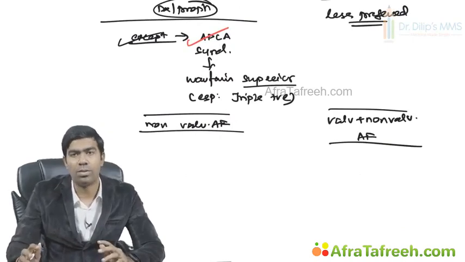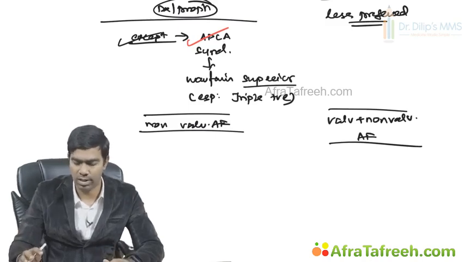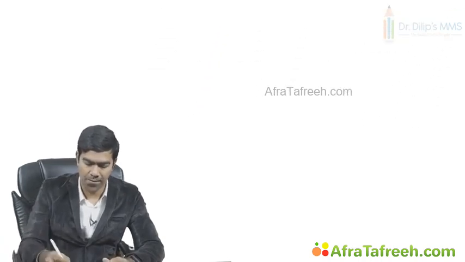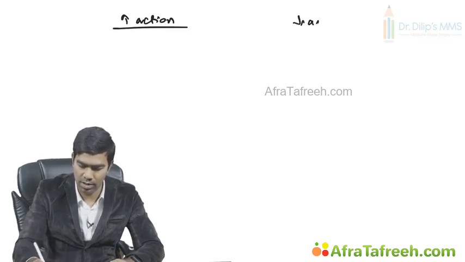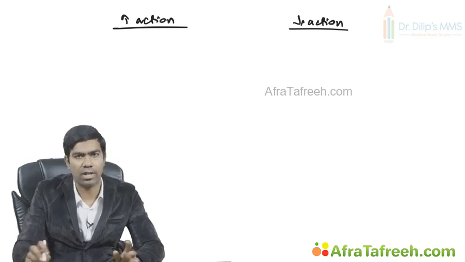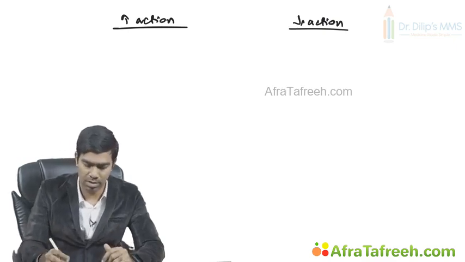Clear? So the next thing we have to know is the warfarin interactions. What are the things that interact with warfarin? What are the things that increase warfarin action, and what are the things that reduce warfarin action? So a lot of drug interactions. There are more than 150 drugs that are said to interact with warfarin, but we are going to see only very limited drugs.